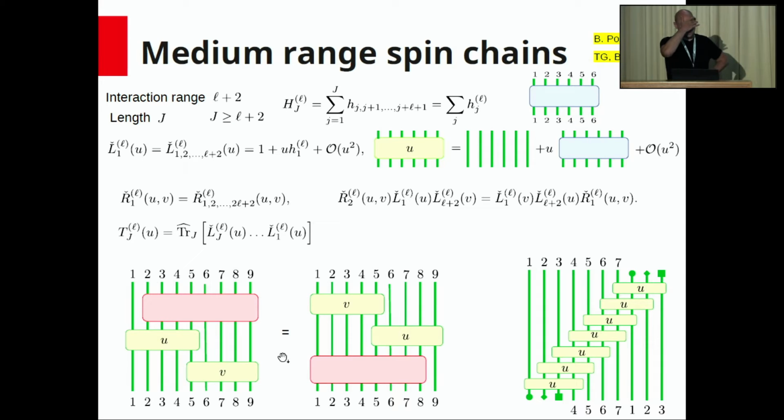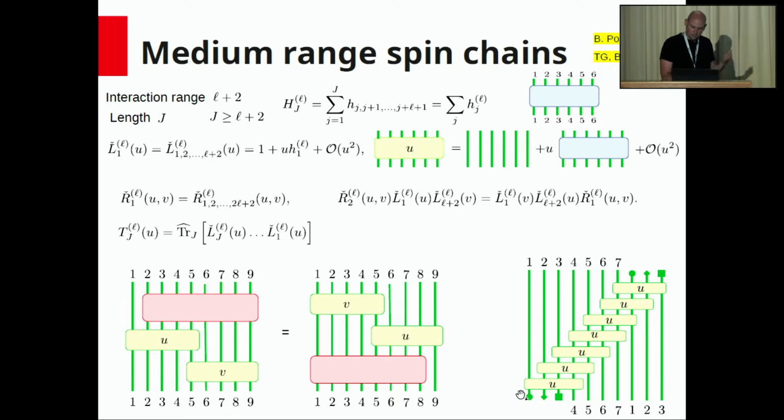And we can also define transfer matrices, which is a product of shifted Lax operators. And also we introduce this shifted or twisted trace. So for interaction range 4, we introduce 3 auxiliary spaces. And we have to trace out these 3 auxiliary spaces in this twisted way.